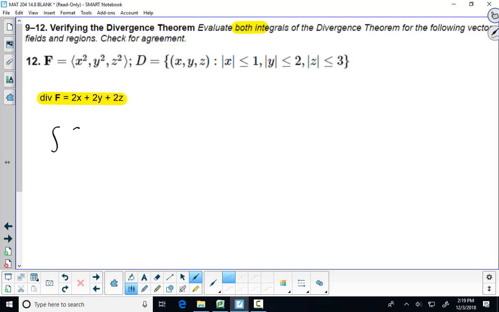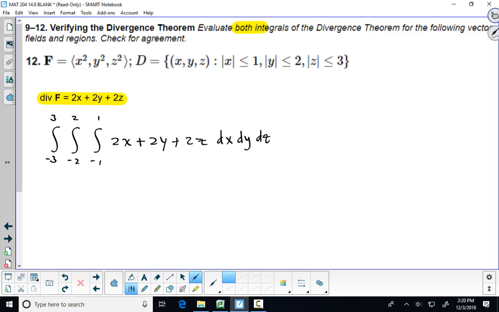The triple integral side of the divergence theorem is going to be this. So then we have to do a dx, a dy, and a dz. And it doesn't matter the order here because we're dealing with a rectangular solid. So x is going to go from -1 to 1, y is going from -2 to 2, and z is going from -3 to 3. How do you know that? So this says that x is between -1 and 1, y between -2 and 2, z between -3 and 3. Absolute value. I see. All right, so that is the triple integral side.